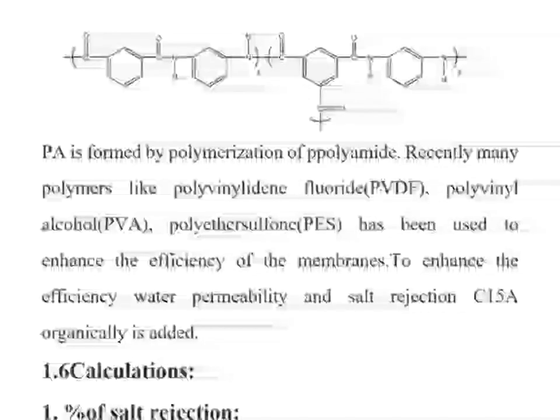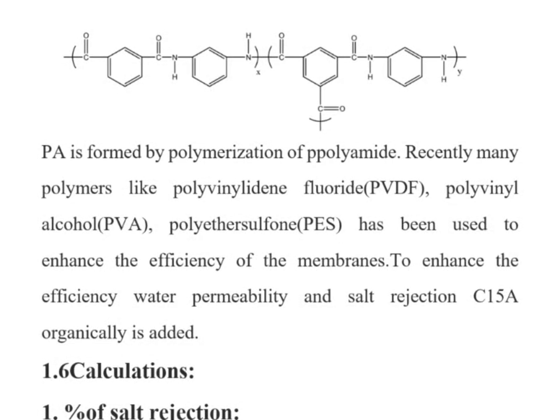As time passes, many changes take place in these membranes. For example, polymers like polyvinylidene fluoride (PVDF), polyvinyl alcohol (PVA), and polyether sulfone (PES) have been used to enhance the efficiency and working of membranes. For example, recently, to increase the efficiency and permeability of the membrane, C15A is added.